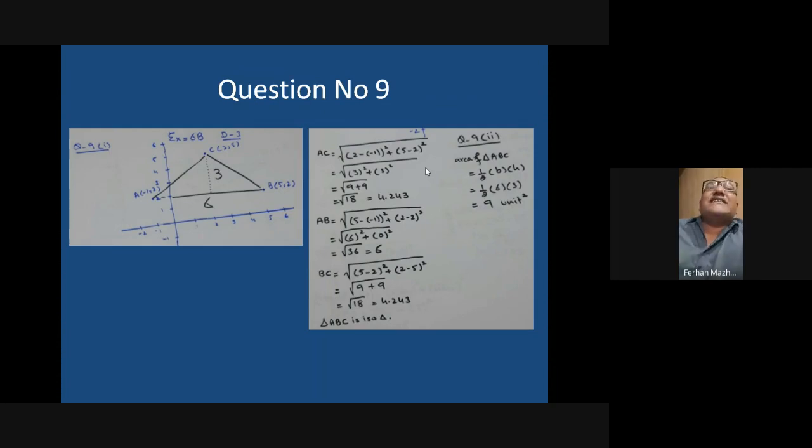So now you can see that the two sides have the same length. The AC is 4.243 and the BC is also 4.243. The third side AB is different. So if you have a triangle whose two sides are equal to each other and the third side is different, we say it's an isosceles triangle. That's the definition of the isosceles triangle, that it has two sides of equal length. Do you understand this part?